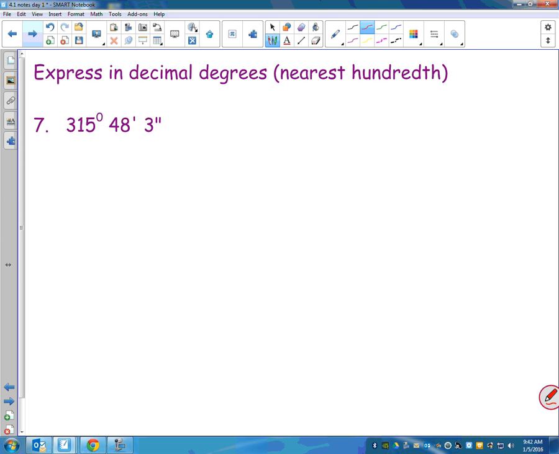So I can type in 315, and I go to that button, and I hit the degree symbol. And then I type in 48, and I go to that button, and I hit the minute symbol. And then I go to that button, and I hit the second symbol. And if you hit enter, it should just change that back to the decimal.